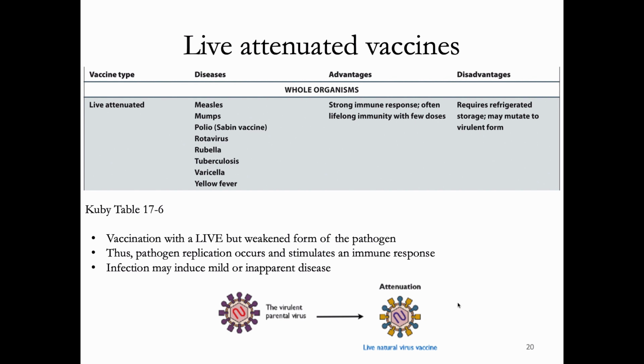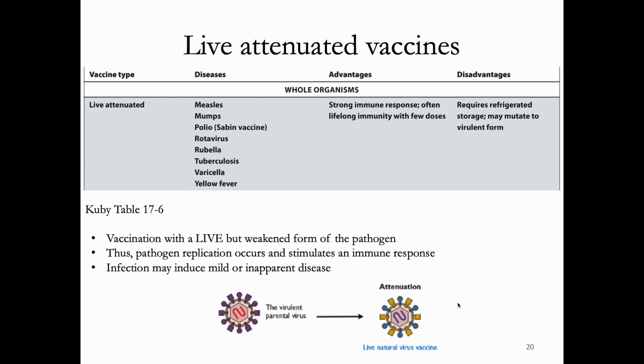So we're using a live form of the microbe, but a form that has been weakened or attenuated in some way so that it is not able to cause disease. So it's going to cause either mild or completely inapparent disease. However, it will still replicate. All of the parts of the pathogen's life cycle will happen. And so we'll get some type of nice immune response here.